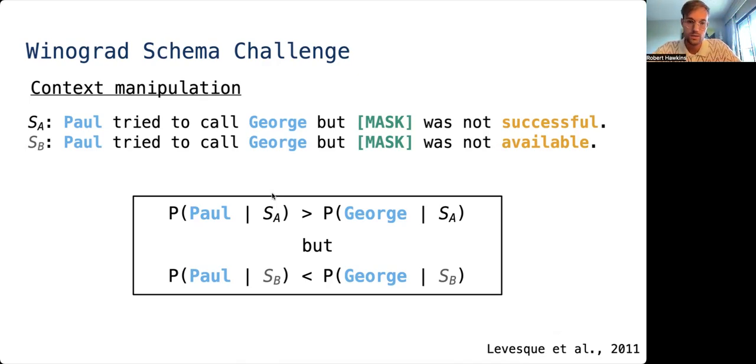There are a bunch of different ways that you can evaluate performance in a task like this, but we wanted to use a fairly strict one. In order to say that the model got it correct, it had to assign the correct response higher probability than the incorrect response in both sentences. So it had to think that Paul was better than George for the first sentence, and that George was better than Paul in the second sentence.